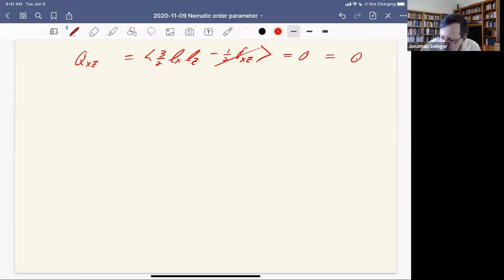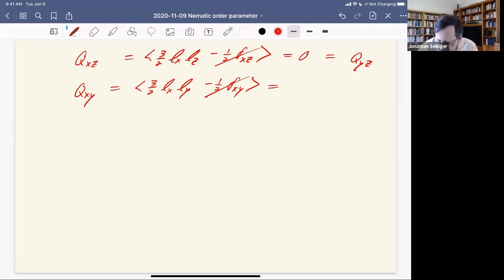By the same argument, QYZ. And for something like QXY, the average of LX, LY minus 1/2 delta XY. The delta XY is 0. And likewise, LX and LY are equally likely to be positive or negative. And so this all will average to 0.